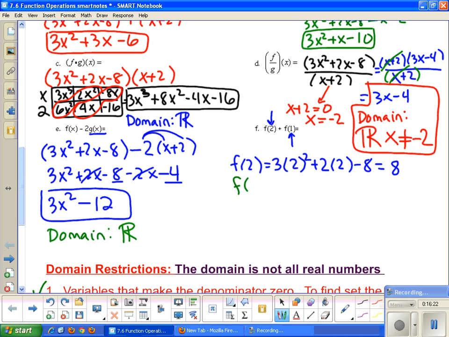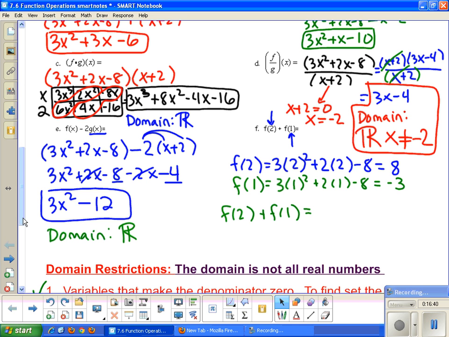Now I need to do the second part, which is f of 1. So 3 times 1 squared plus 2 times 1 minus 8. When I do that, I end up with negative 3. So remember, the original problem was f of 2 plus f of 1. So when I do f of 2 plus f of 1, I'm really doing 8 and then, I should say plus, negative 3, because that was plus there, and 8 plus negative 3 gives me 5. So that would be my solution.